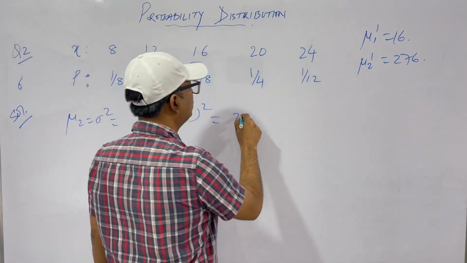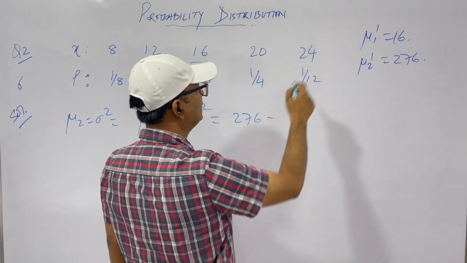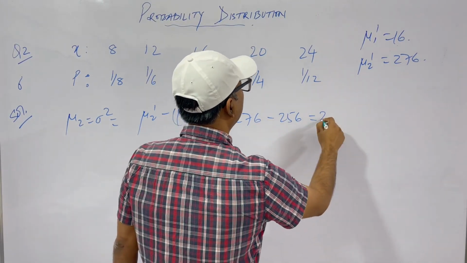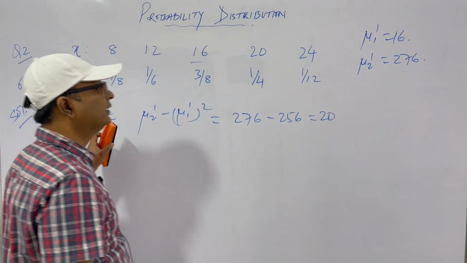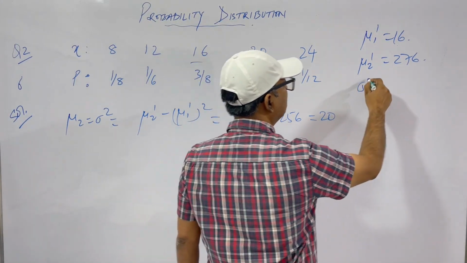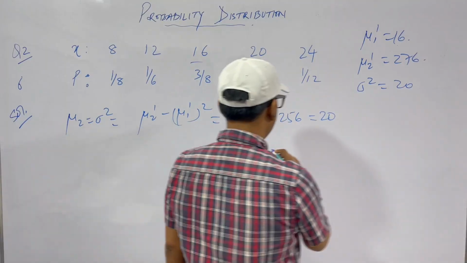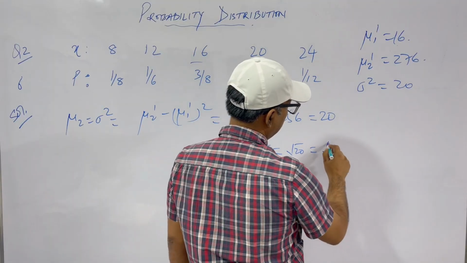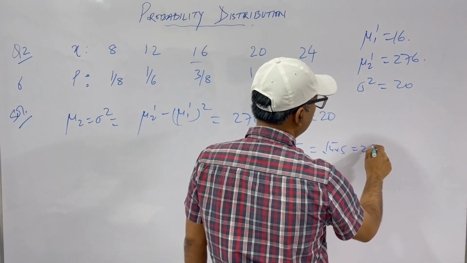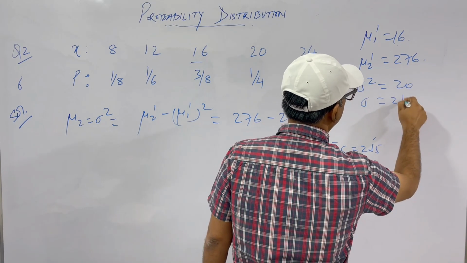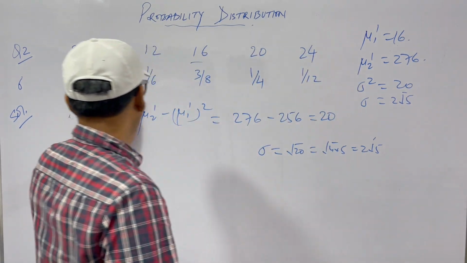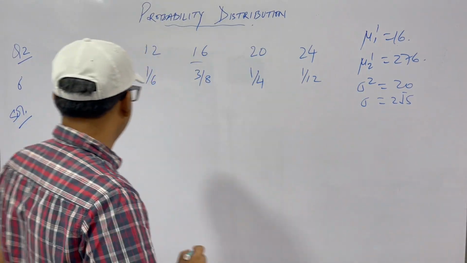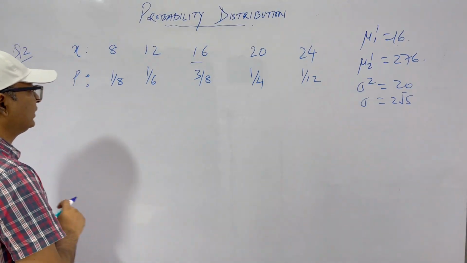So mu2 dash is 276, mu1 dash is 16. 16 square is 256. So what we get? 20. So our variance is 20. What will be our standard deviation? It will be under root 20, or we can say this is 4 cross 5, so this is 2 root 5. So our standard deviation is 2 root 5. This is the answer. Now, for better understanding, I am going to use what I told you a few minutes ago.